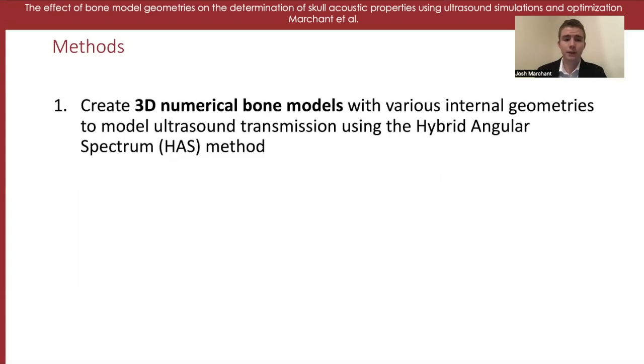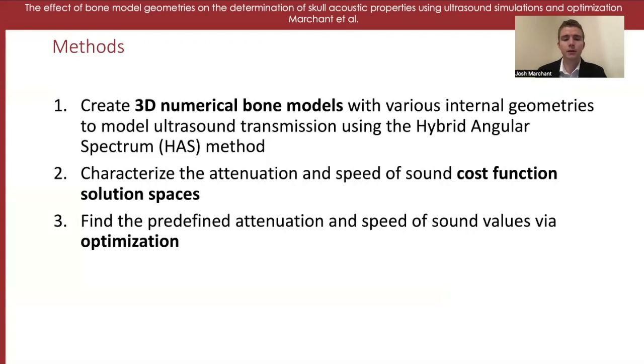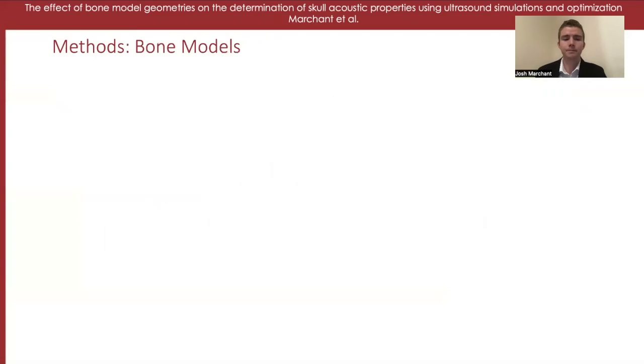Through transmission was simulated using the hybrid angular spectrum method, or HAS, in MATLAB. Next, we sought to characterize the cost function behavior for each acoustic parameter over a small window of values defined as the solution space. Finally, we tested each model using an optimization algorithm to see how well each parameter could be determined. The following 3D numerical models were created.